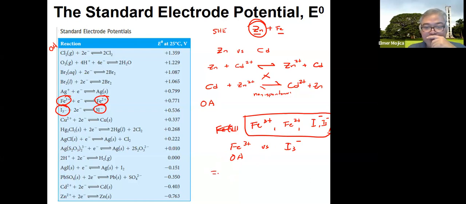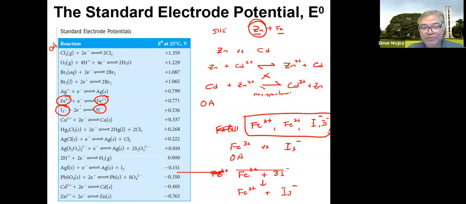So maybe your Fe3 plus will react, okay, with the iodide. And this would form Fe2 plus and the triiodide. Am I right? Yes po. Because this will become what?